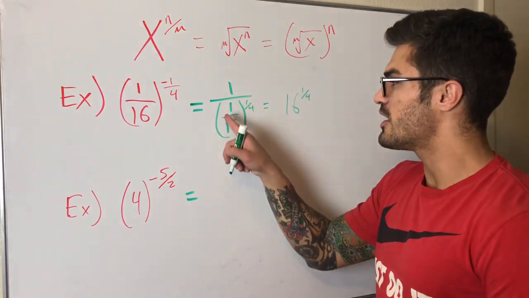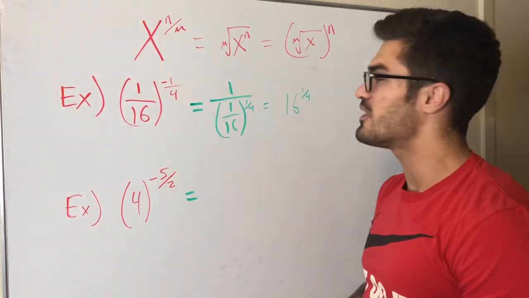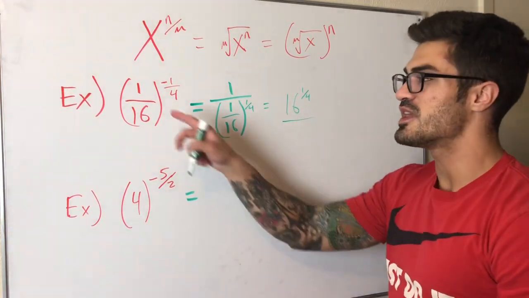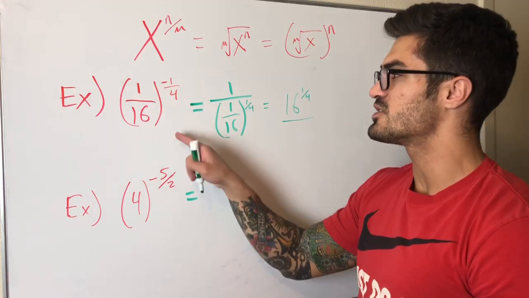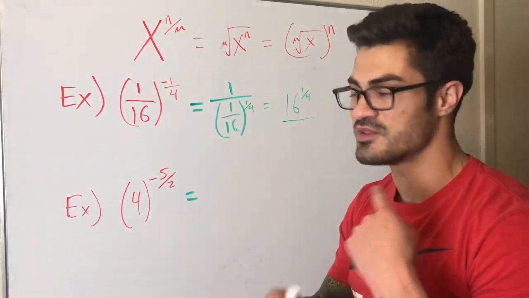1 divided by 1 over 16. You flip this and multiply. That's how you divide fractions. Flip the bottom fraction and multiply, and you're left with this. But that's always how it works when you have some fraction like that to a negative power. You can flip it and make the power positive and vice versa, positive to negative.